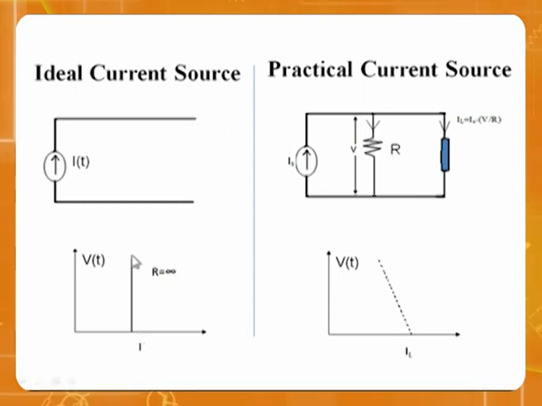Therefore, now what's the definition? Ideal current source is a source where current is constant irrespective of the load voltage. Now very simply to say, if the load voltage changes, there is no effect if this is removed. That's why it is called ideal current source. So these are the sources we talked about.